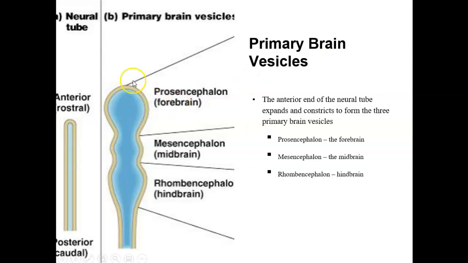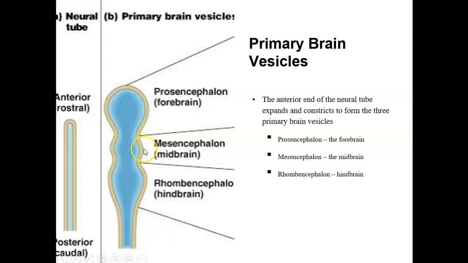So during development, you have this neural tube that's going to have these three enlargements. This enlargement over here is called the prosencephalon, which becomes the forebrain. This middle enlargement here is the mesencephalon, which becomes the middle brain, and then this enlargement down here is the rhombencephalon, which becomes the hindbrain. The rest of this tube becomes the spinal cord.